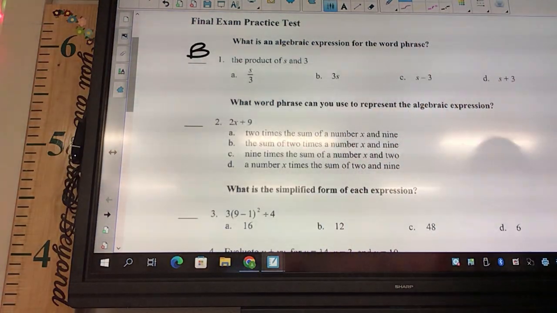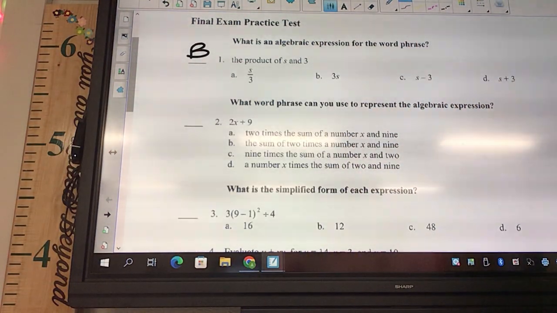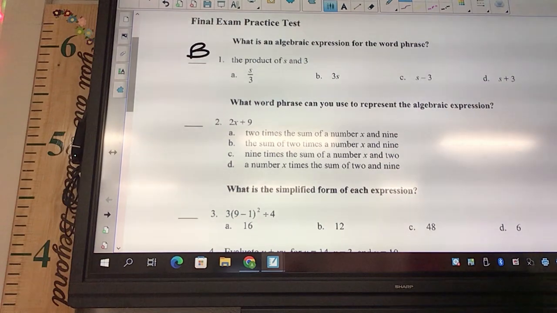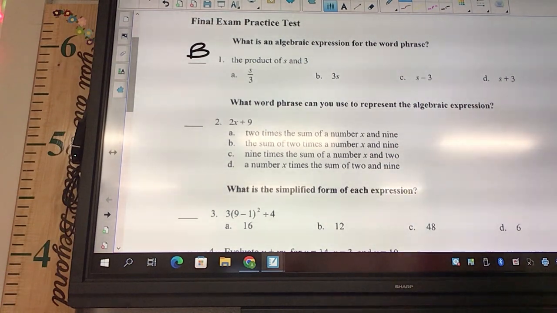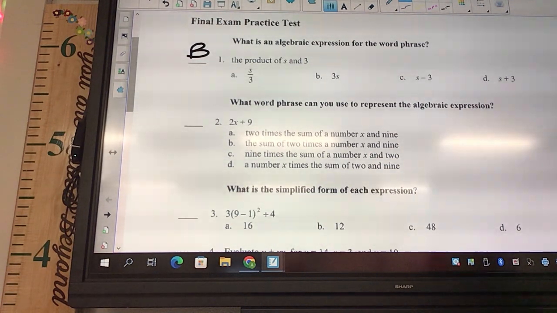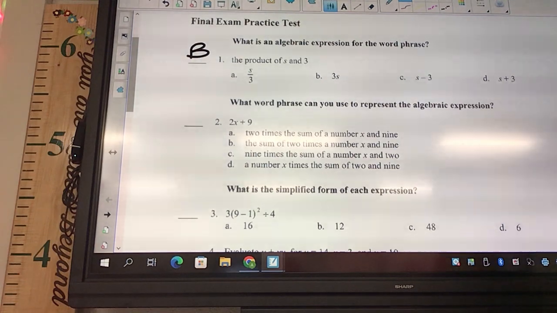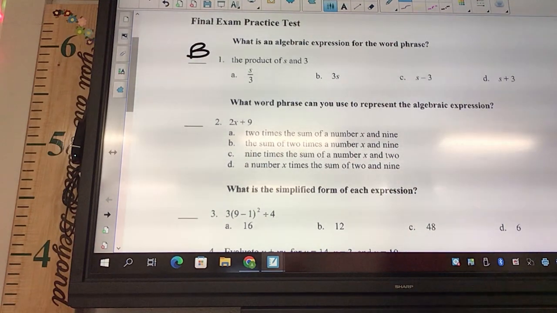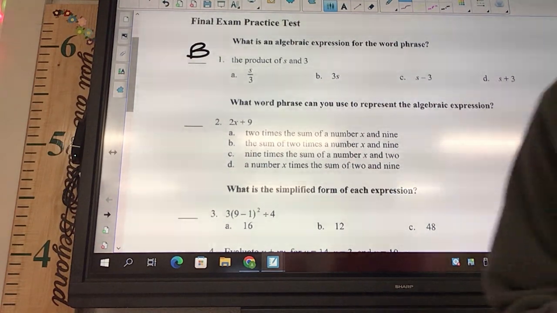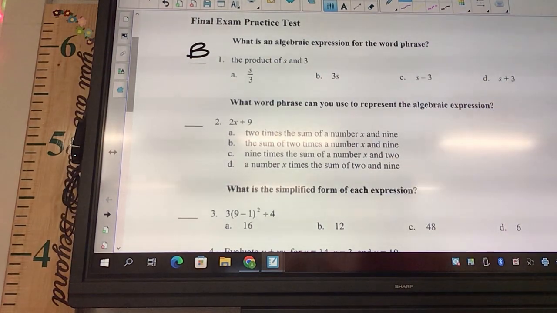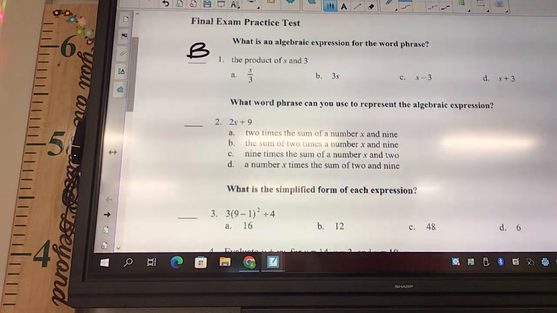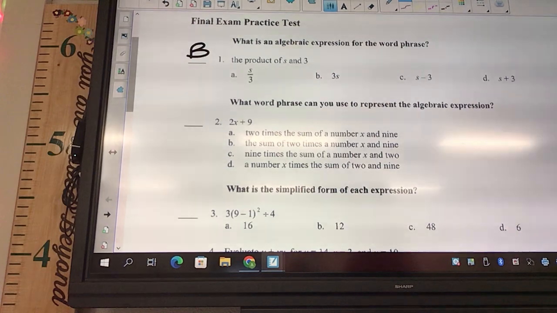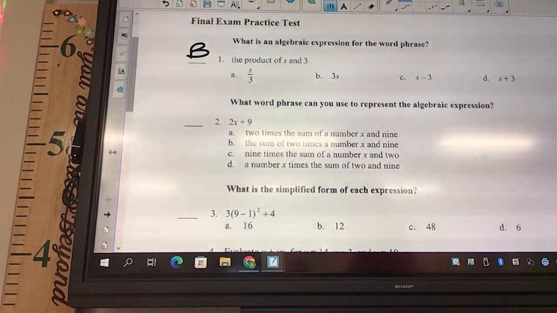What word phrase can you use to represent the algebraic expression? Okay, we got 2 times the sum of a number x and 9. The sum of 2 times a number x and 9. 9 times the sum of a number x and 2. A number x times the sum of 2 and 9. Okay? It sounds a little crazy, right? So go through there and start kind of deleting, I guess, what you can.